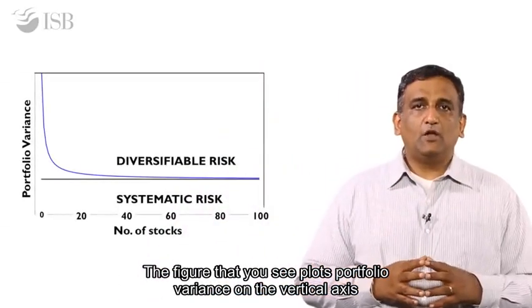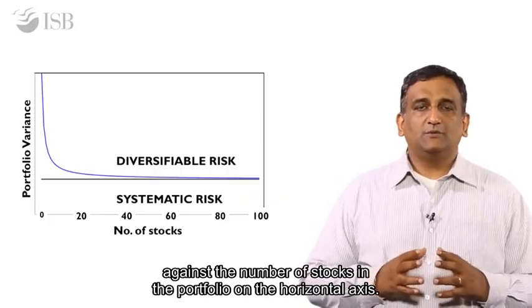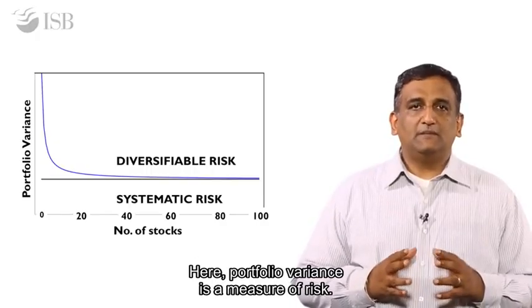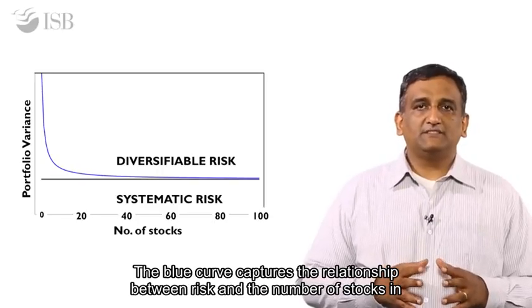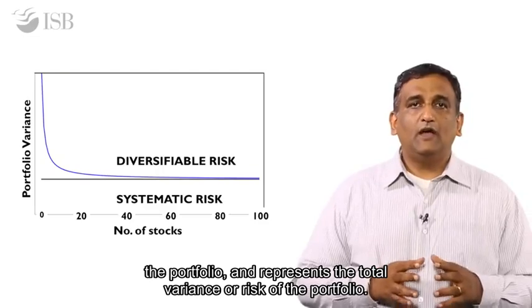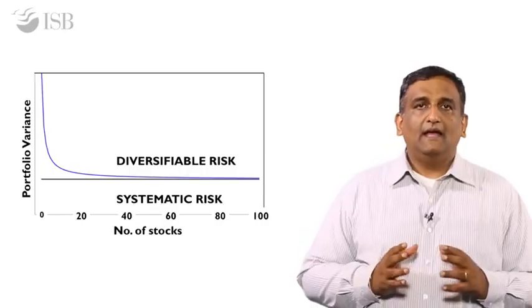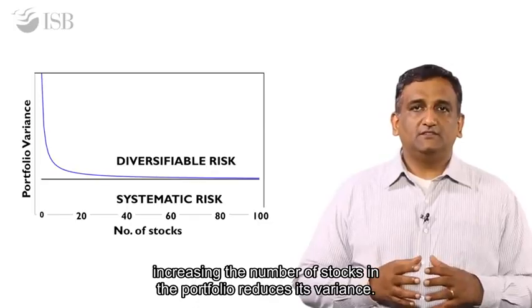The figure that you see plots portfolio variance on the vertical axis against the number of stocks in the portfolio on the horizontal axis. Here, portfolio variance is a measure of risk. The blue curve captures the relationship between risk and the number of stocks in the portfolio and represents the total variance or risk of the portfolio. As you can see, increasing the number of stocks in the portfolio reduces its variance.